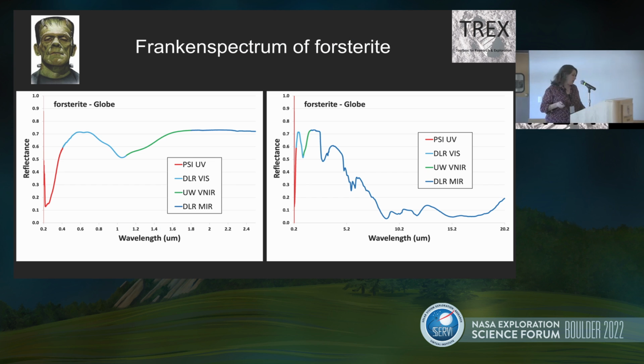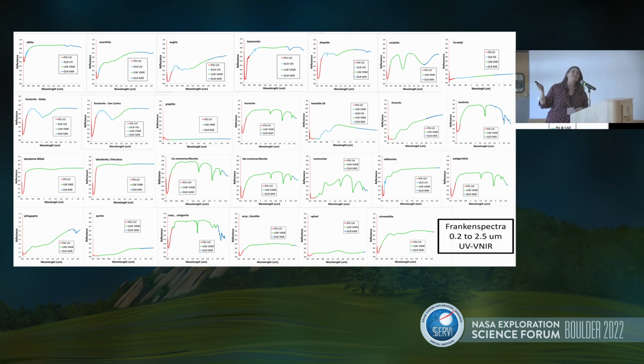And now here is what our forsterite spectrum looks like. This is the same spectrum, but the left shows 0.2 to 2.5 in the visible wavelengths. And then we added the mid-IR on the right-hand side out to 20 microns, but it just compresses the other data in that graph. And we've done that for all of our 27 mineral samples.